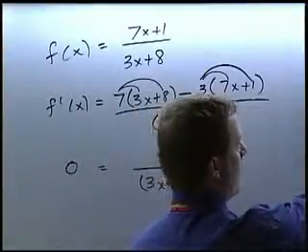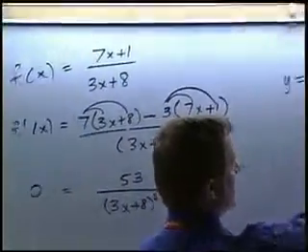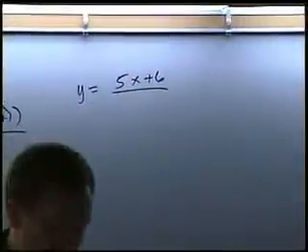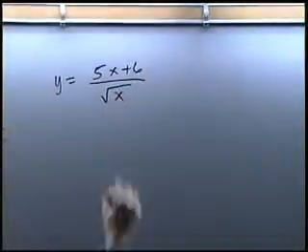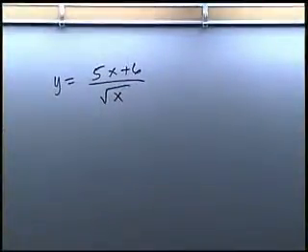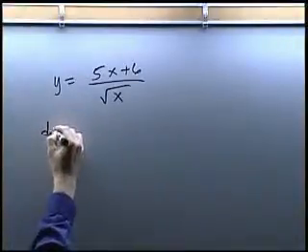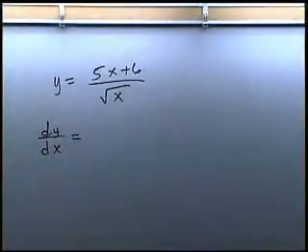Okay, what if we've got y equals 5x plus 6 up in the numerator, and in the denominator we've got a square root of x. And our goal is to find the derivative of this quotient, dy dx. All right, where do we start? Start with the derivative of the numerator. Right, derivative of the numerator is what?